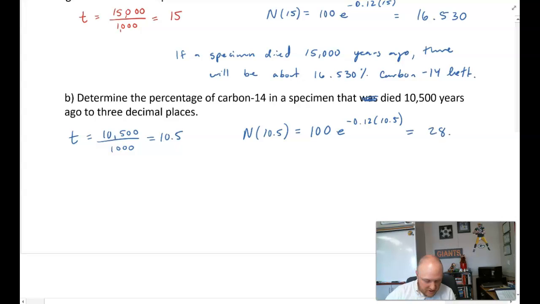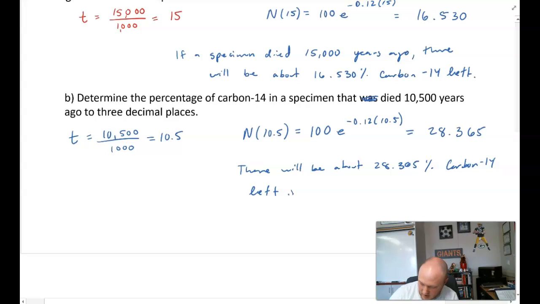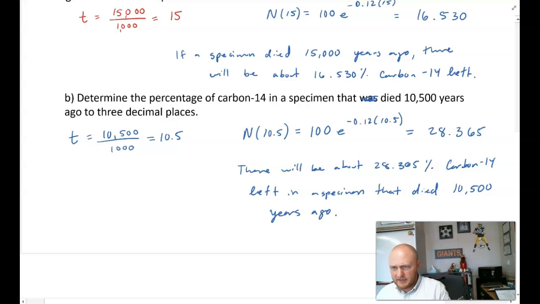And we get approximately 28.365. Okay, so there will be about 28.365% carbon-14 left in a specimen that died 10,500 years ago.